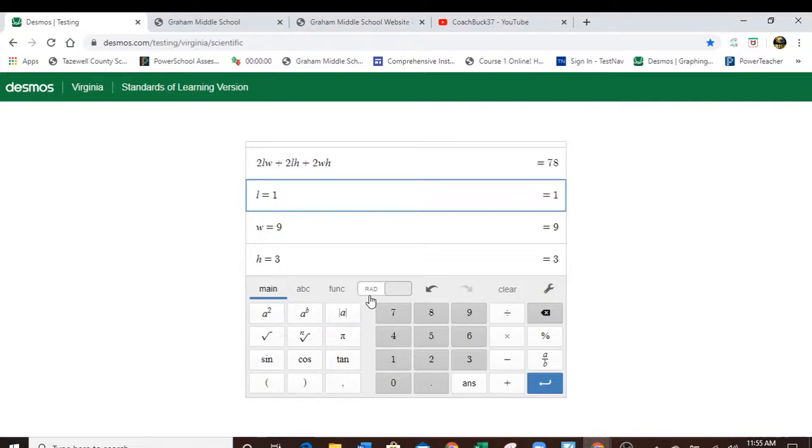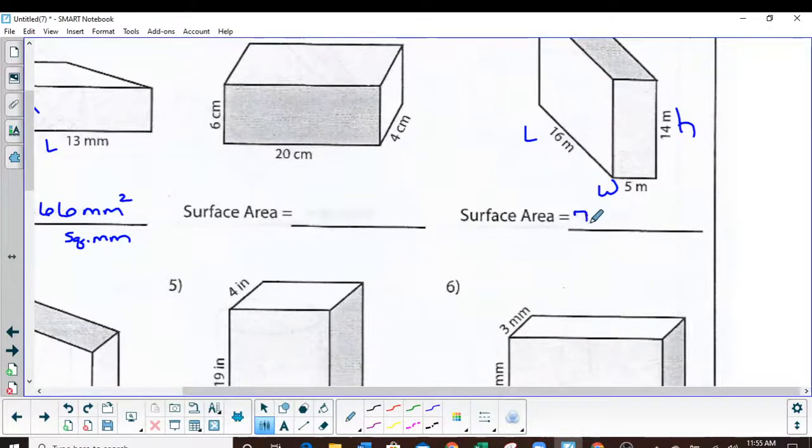So my length is now 16. Width is 5. And the height is 14, I believe. Okay, so if you notice, that's 748. Don't forget to put your units on here too. So let's bounce back over here. We got 748 meters squared, or you could write square meters. Okay, so there's number 3.